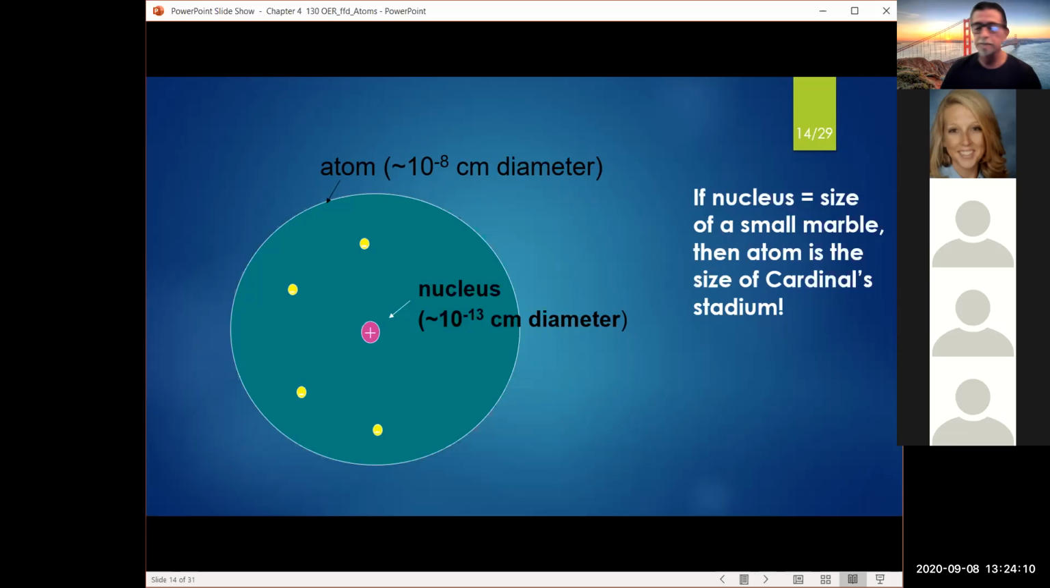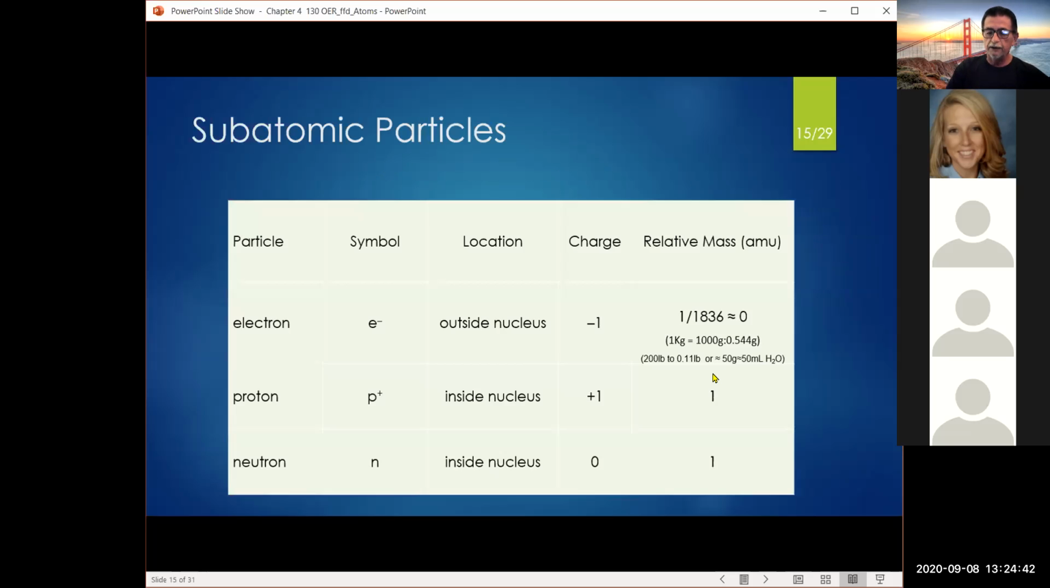Okay, now, to give you some magnitude as to what size we're talking about, I just gave you one example, but here's another. If the nucleus was the size of, say, a small marble, then the atom itself would be the size of the Cardinal Stadium. A lot of space in between. There are some numbers there to give you an idea as far as diameters. The atom here has a diameter of 10 to the negative 8 centimeters, and the nucleus is 10 to the negative 13 centimeters. Very, very tiny.